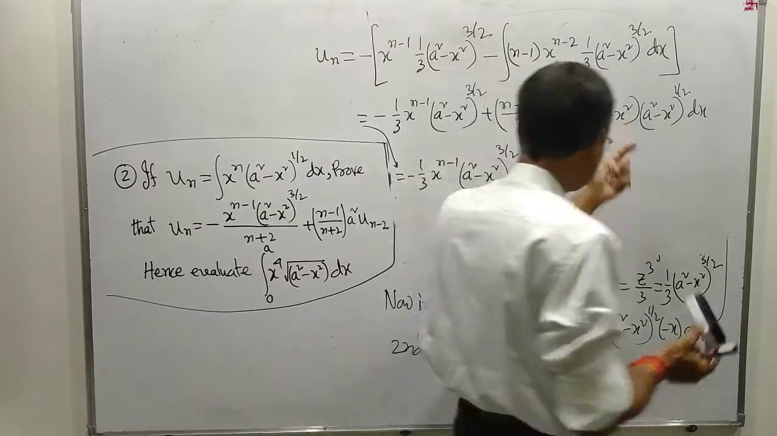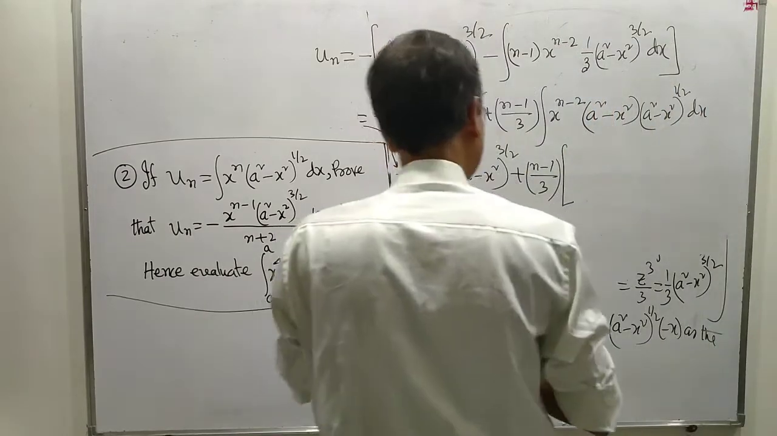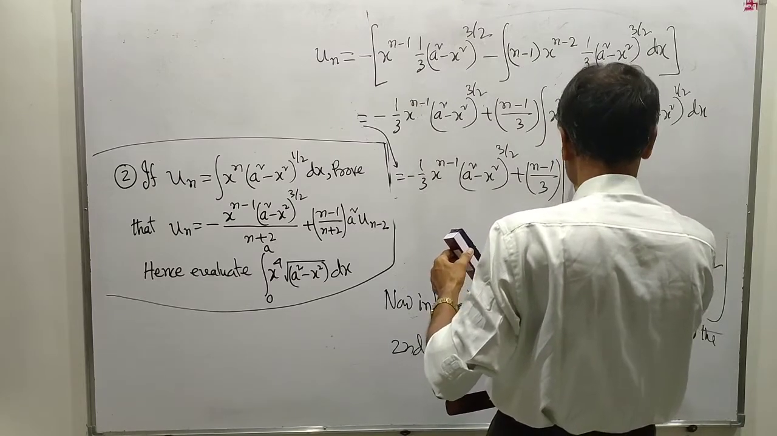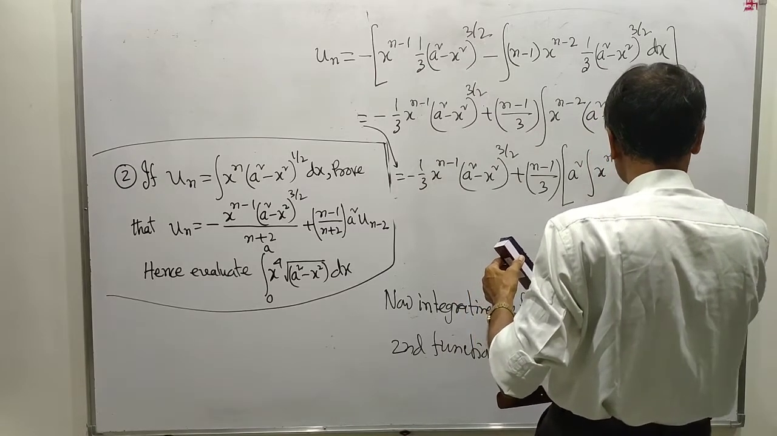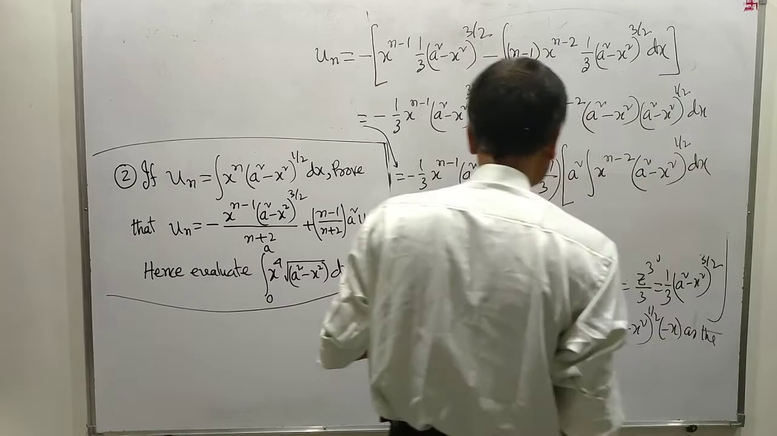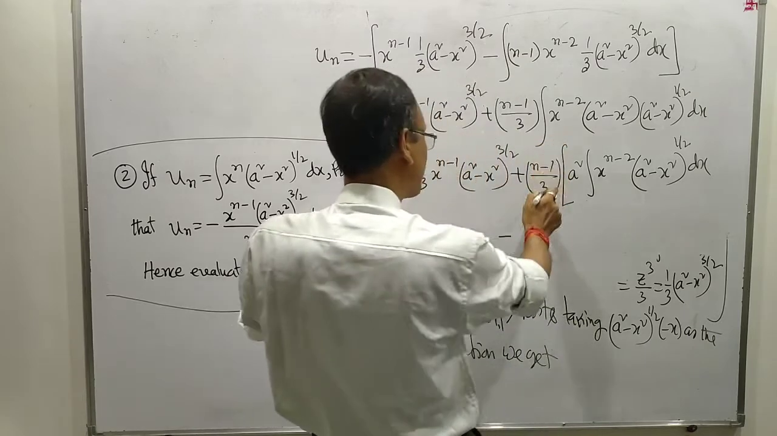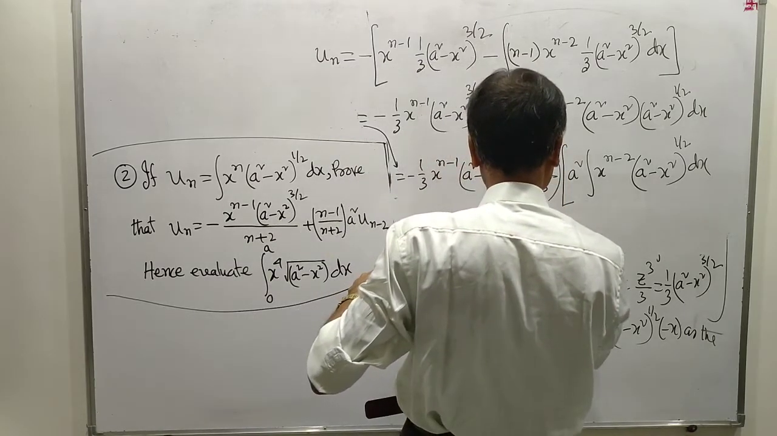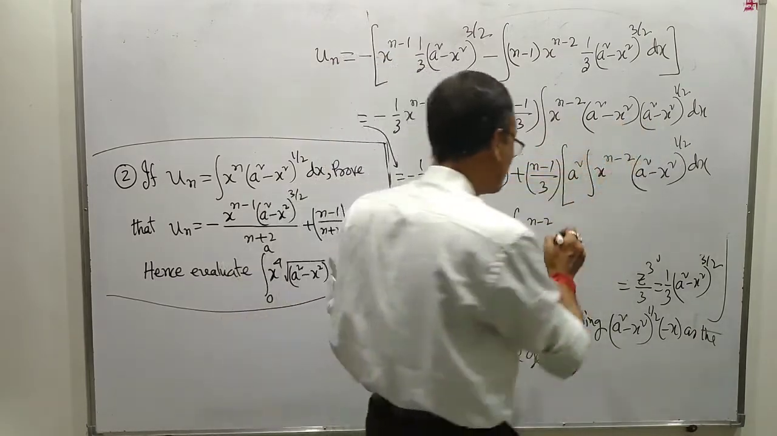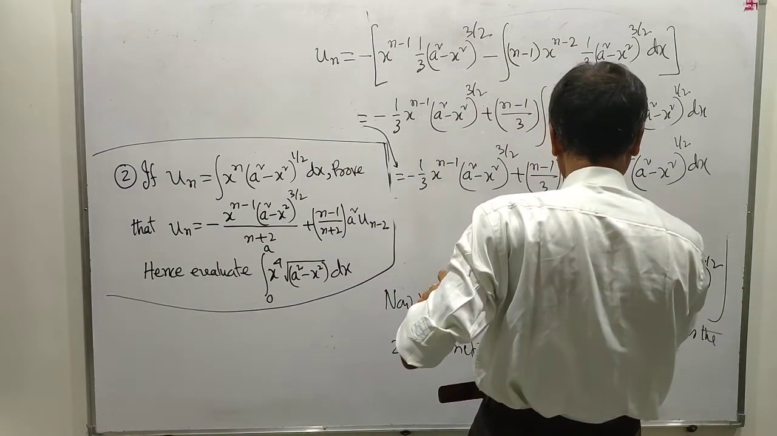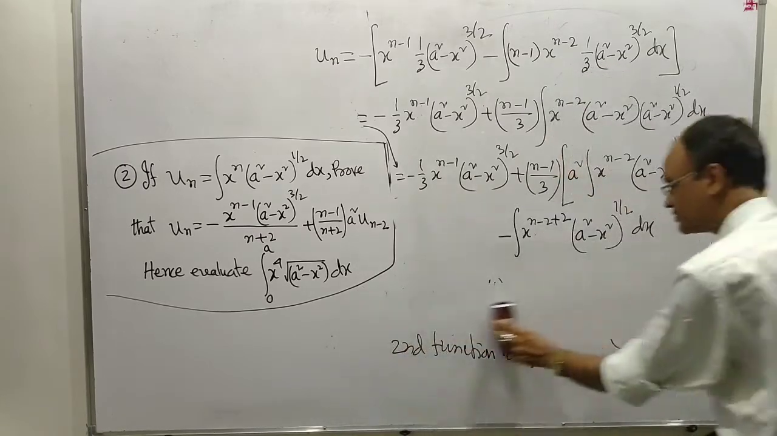Thus, this term will be written as the sum of two terms: a square into integral x to the power n minus 2 (a square minus x square) whole to the power half dx, plus minus, we have taken already (n minus 1) divided by 3 common, integral x to the power n minus 2 into this x square plus 2 (a square minus x square) whole to the power half dx. Can I write like this?